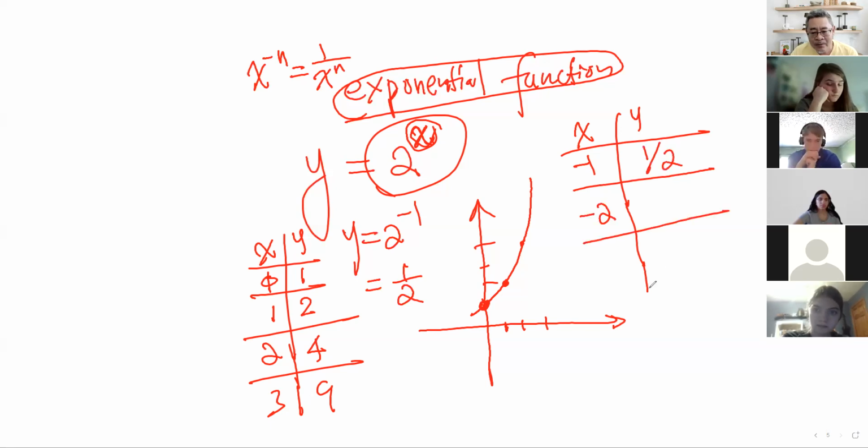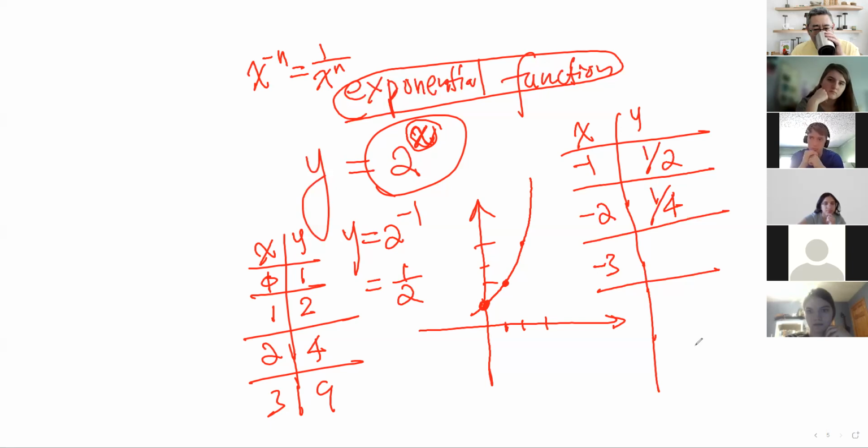What's our y? That would be positive, it's always positive. If x is -2, what's our y? 1/4. Right. And if x is -3? 1/8. Yep, 1/8. So basically we can see that 2 to the -1 is half.